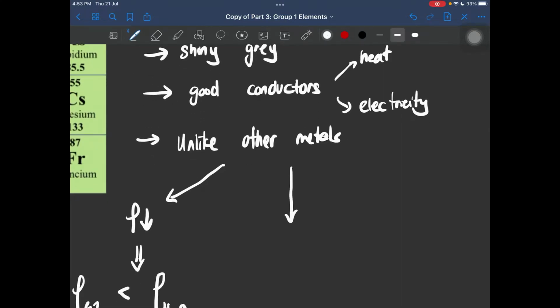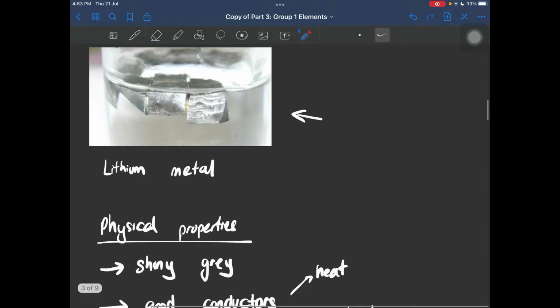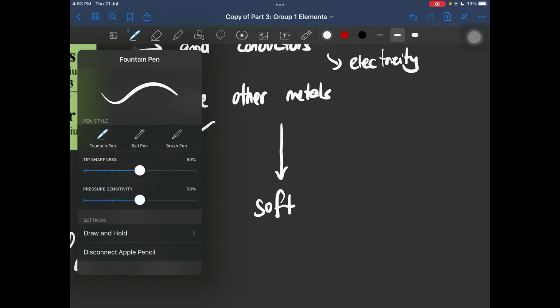Secondly, usually other metals are hard, right? If you take a piece of metal from any part of your house and you try to cut it with a knife, you're going to find it very difficult to cut that piece of metal. But group 1 elements, the alkali metals, are actually soft. Even if you just use a knife, you can cut through lithium metal or sodium metal with ease. It's going to be very easy to cut because it's soft. So that's the second thing.